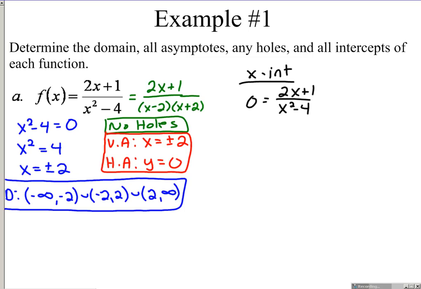And notice what happens. Because we're plugging in 0 for y, and I multiply by x squared minus 4, 0 times anything is just 0. And we're left with the numerator set equal to 0, which will happen every single time that you have a rational function. So now solve this equation for x. We get x equals negative 1/2, which means our x-intercept is at the ordered pair negative 1/2, 0.